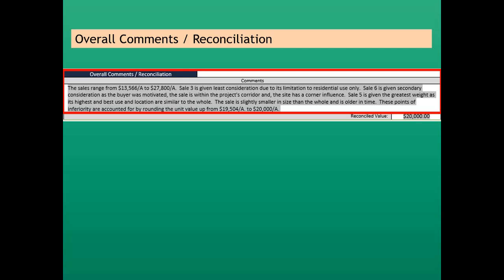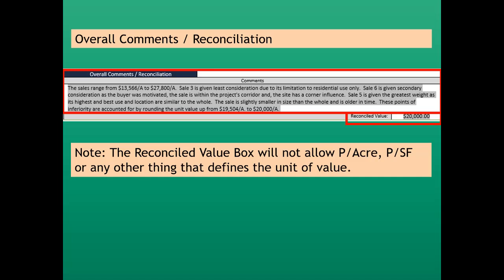These points of inferiority are accounted for by rounding the unit value up from $19,504 per acre to $20,000 per acre. And so we insert that $20,000 per acre into the reconciled value square. Note that the reconciled value box will not allow a price per acre or price per square foot or any other thing that defines the unit of value.